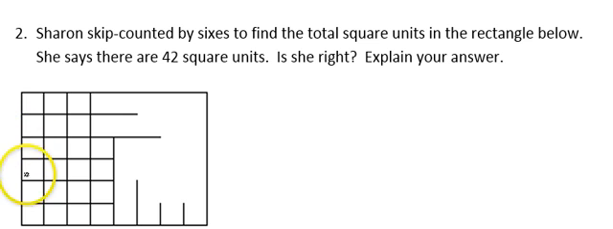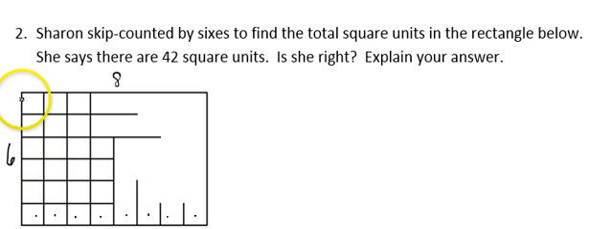There are 6 rows of rectangles, so we're right about the 6. But if I look along the bottom, I can tell that there are actually 8 columns. That means we wouldn't skip count by 6s, we would skip count by 8. There are 8 in each row. Or I could do my multiplication fact 6 times 8.